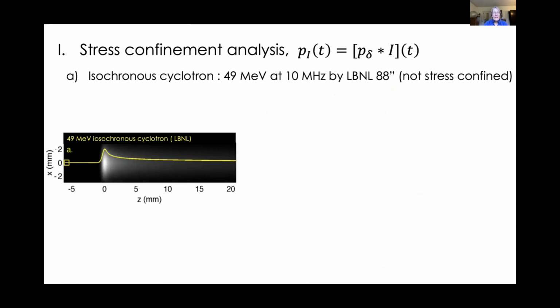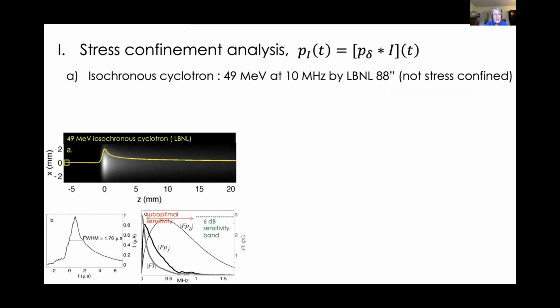Okay. Now, let's just quickly go through some analysis here. For this isochronous cyclotron, it delivered 49 MeV protons at the 88-inch. And the pulse duration, so this is the temporal pulse envelope that I'm showing you now in the lower left, had a full width half max of about 1.76 microseconds. And when we do the spectral analysis and look at the frequencies of the pressure that we expect to measure, so I just take the FT of the pulse I showed you on the previous slide, that's in this thin line here. You can see the frequency content peaks at about 450 kilohertz, but extends out to a couple of megahertz.